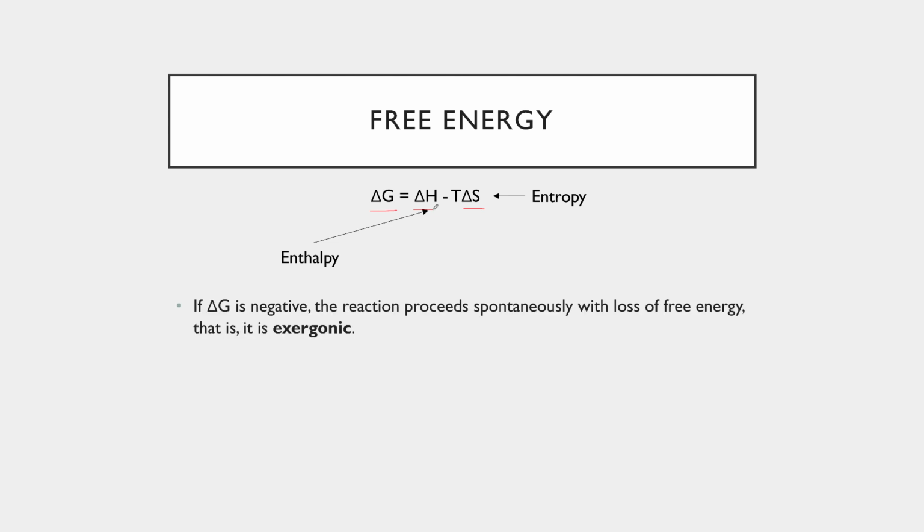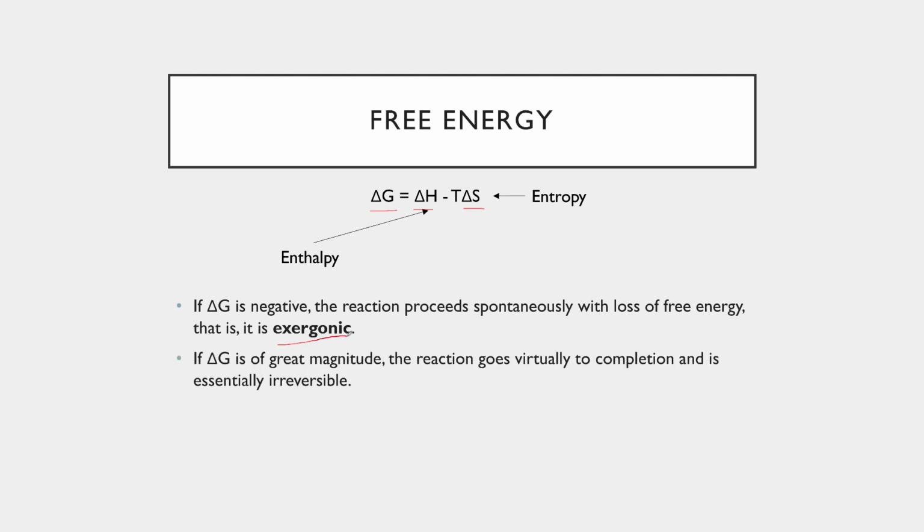So now let's look at how we use the terms entropy and enthalpy to calculate the free energy of a reaction. This is our equation here, with delta G being Gibbs free energy, delta S being our change in entropy, and delta H being our change in enthalpy. In solving this equation, what we're most interested in is the sign on delta G. If the delta G is negative, the reaction will proceed spontaneously with a loss of free energy, and this loss of free energy is likely in the form of heat. That's termed an exergonic reaction.